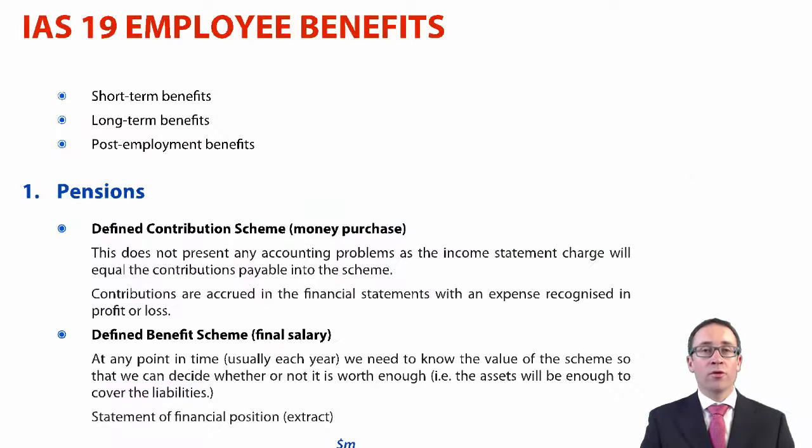So let's go through and look at another accounting standard. This one is employee benefits. It's IAS 19. Remember, you don't have to remember the accounting standard number, but if you so wish, you have it there. Okay. Employee benefits, what's it all about?